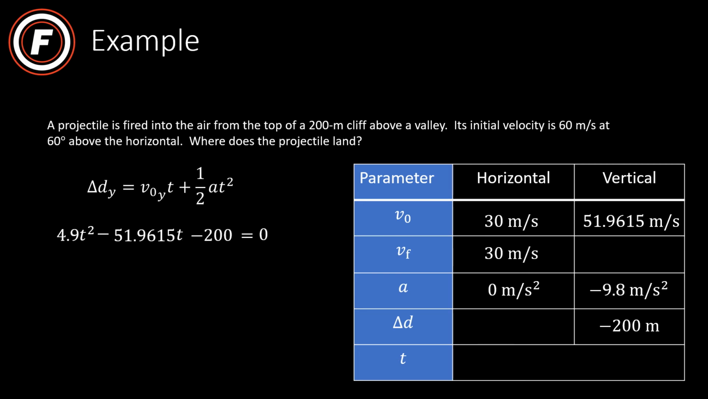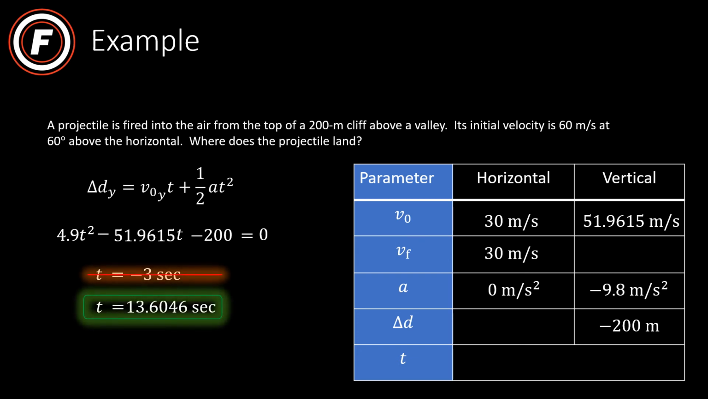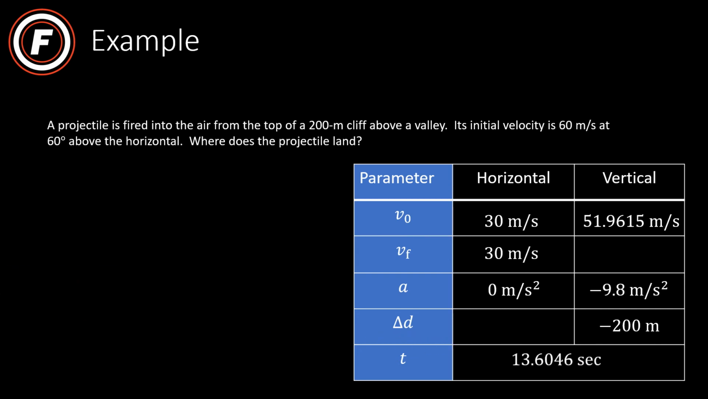At this point, we turn to the quadratic equation to solve. I'll leave out the math here, but let me know if you'd like to see a follow-up video covering the quadratic formula in more detail. For now, we get that time is either -3 or 13.6046 seconds. Well, that -3 doesn't really make any sense. Let's cross it out and stick with a logical choice. Moving that over to the table, we have now linked the 2 spatial dimensions together.